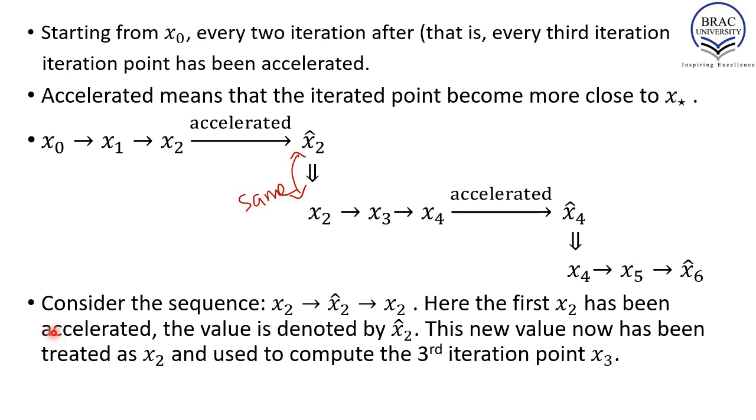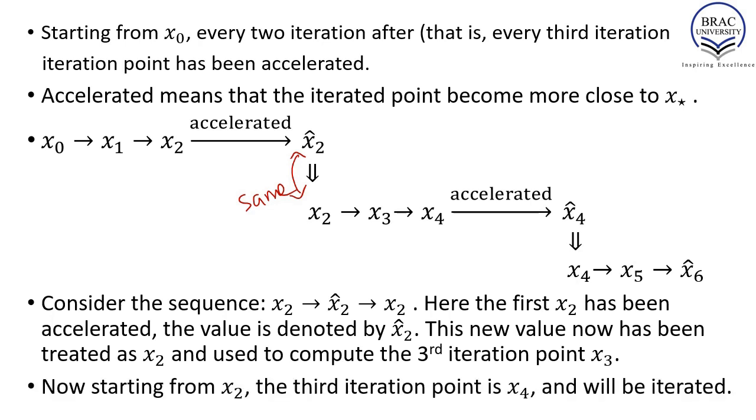So, for example, to further clarify, consider the sequence x2 to x2 hat to x2. That means here x2 to x2 hat, up again x2. What does it mean? It is the following. Here the first x2, meaning this x2, has been accelerated to get x2 hat. This new value x2 hat has been treated like x2. That means these two are the same. And then we apply from here the third iteration to get our x3. That's how it works.